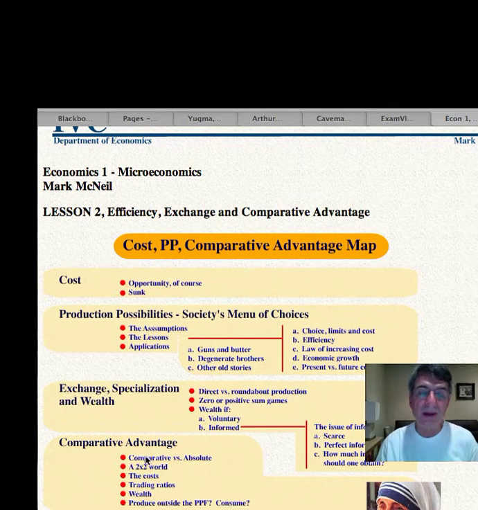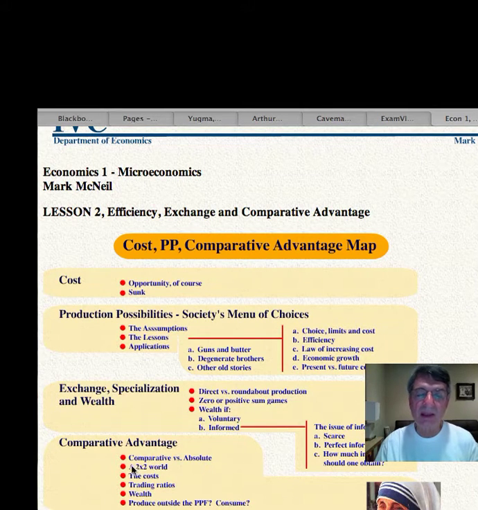Both can be wealthier. And the demonstration of the wealth is in this comparative advantage chapter, where we identify who has a comparative advantage, and we distinguish a comparative advantage from absolute advantage. Comparative advantage means being able to do something at lower cost, whereas absolute advantage means being able to do something with fewer resources or in less time. And in the real world, it's not the resources that matter, it's the cost of the resources. It's not the time, it's the opportunity cost of the time that matters.